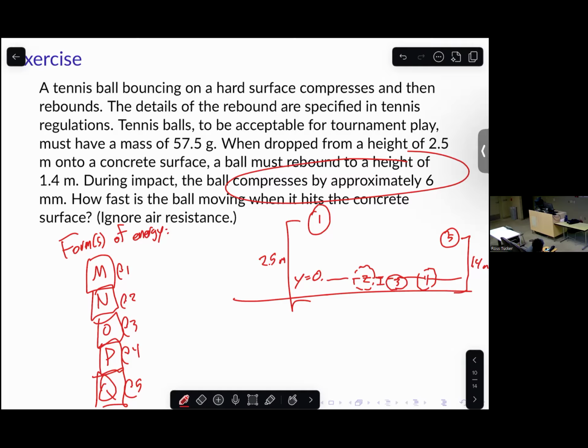For 4, I am moving up. I am not squished. I'm at my 0 point. K only. For 5, UG only.